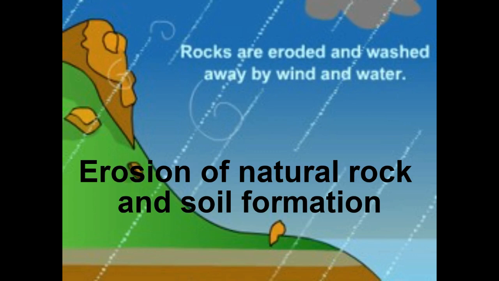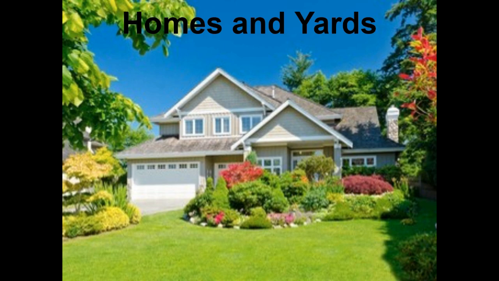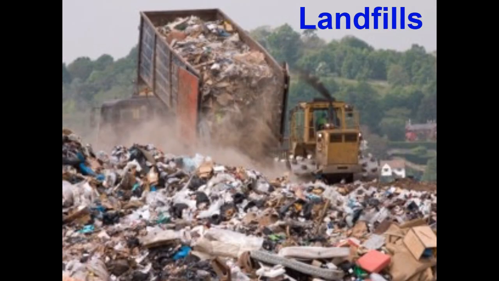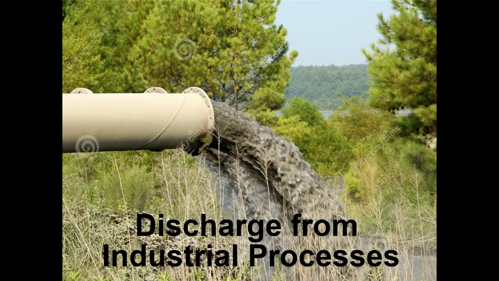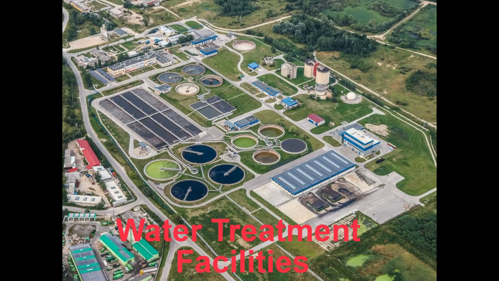Erosion of natural rock from farmland. All this water is coming from homes and yards. This is also one of the places where water contamination comes from. Landfill, so much leachate is there. Discharge from industrial processes. This is from sewage waste. So much dirty water comes every day and mixes with the drinking water. This is how water is getting contaminated.